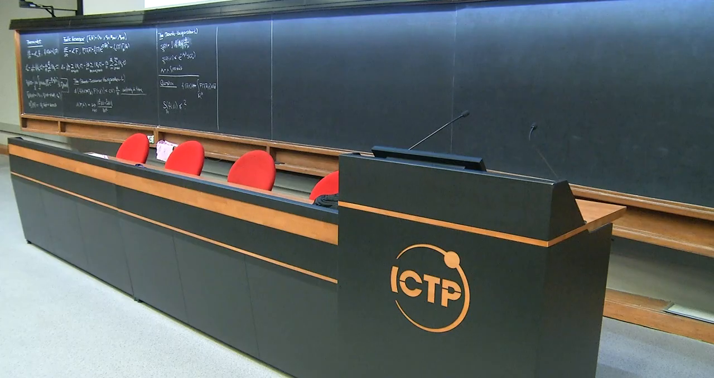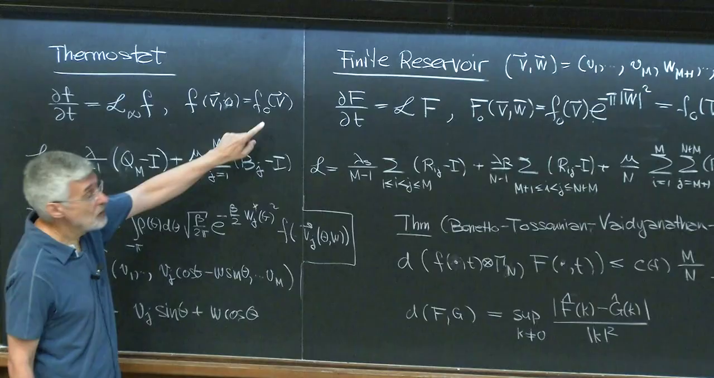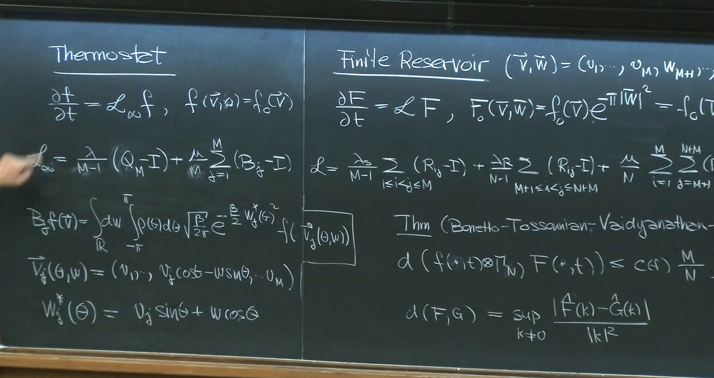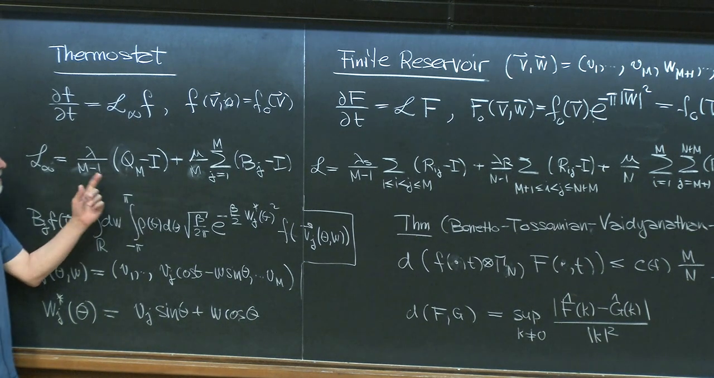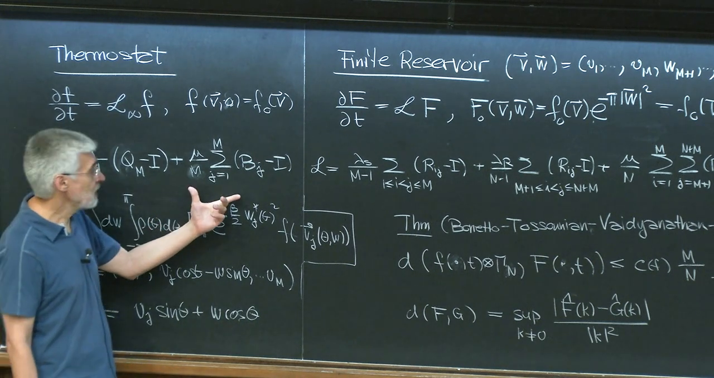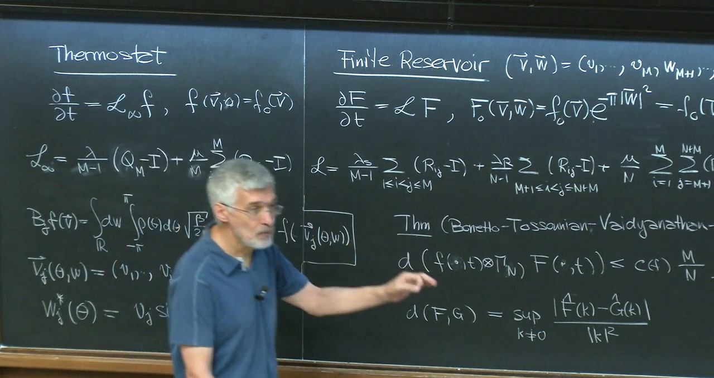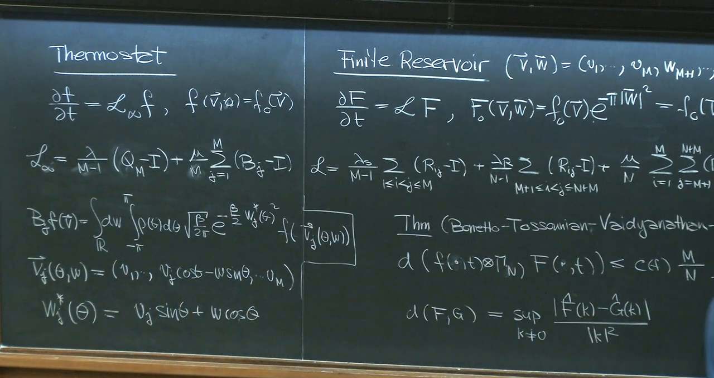So the first model here is this thermostat model where you have a function of m variables, that's your initial condition, and you have a master equation of the following type. You have these m particles interacting with each other. That's according to the Katz model, totally standard. That's this piece. Lambda is just a constant. And then you have an interaction of these particles with a thermostat, which is an infinite thermal reservoir.